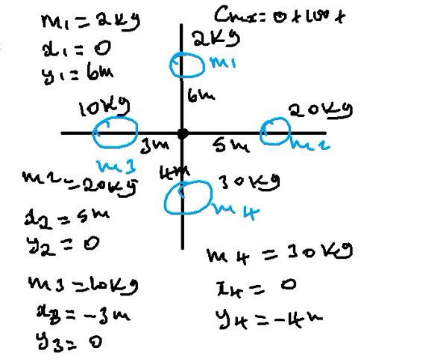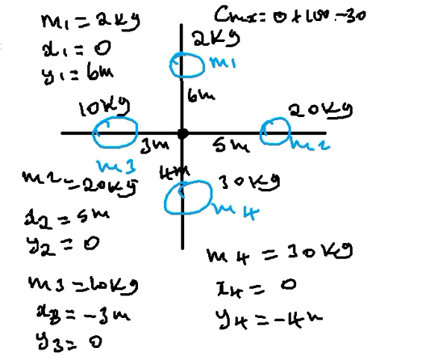And plus, what is mass 3? We have it as 10 times, what is its position on x? We have it as negative 3. So 10 times negative 3 will be given as negative 30. So we have negative 30.